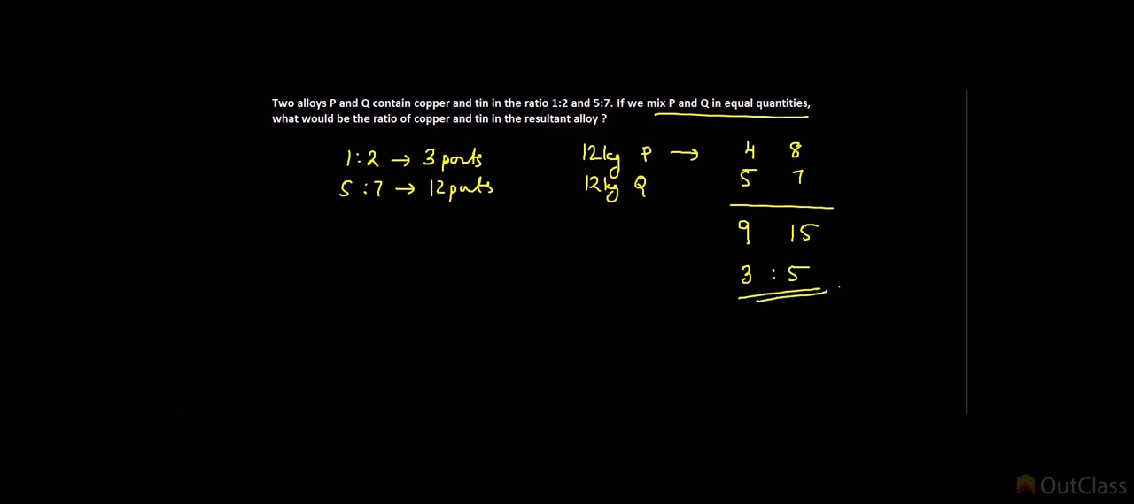Oftentimes it's easier to simply get a nice little LCM going and just add it up rather than take the number line when you have a known mixing ratio and you're trying to find what the resultant looks like. Now the previous example was different: we knew what the resultant alloy looked like, we didn't know the mixing ratio. In those cases, it is definitely better to take the number line.